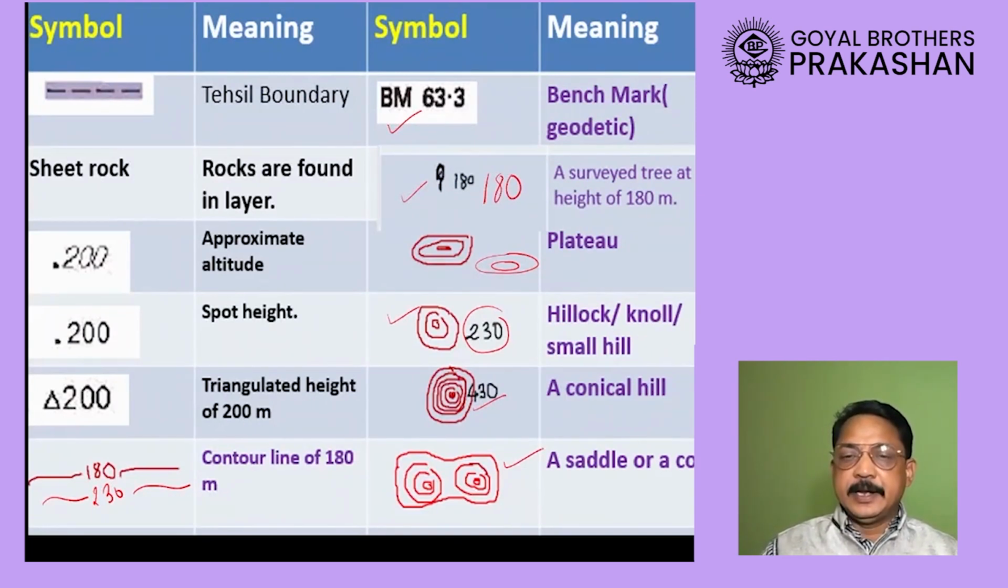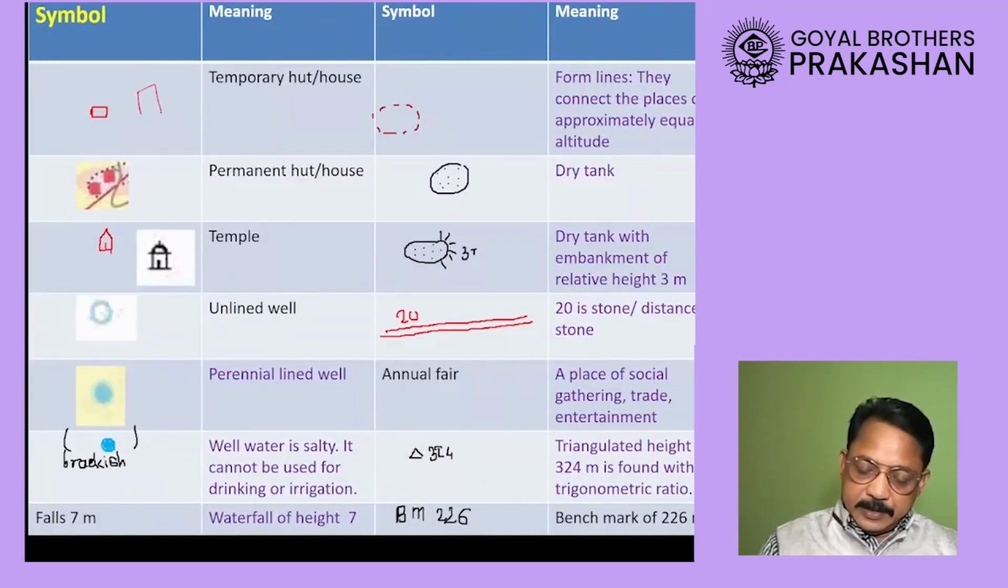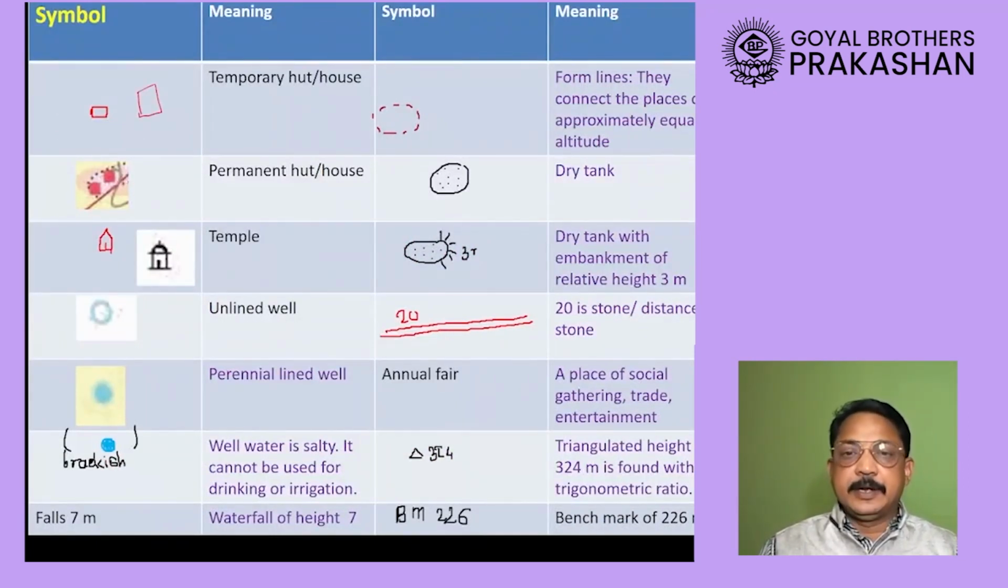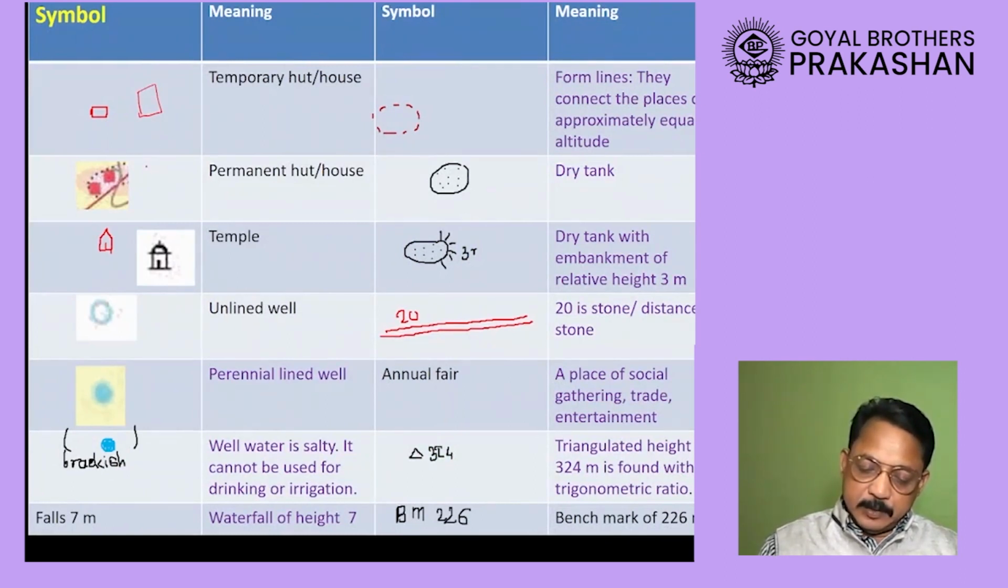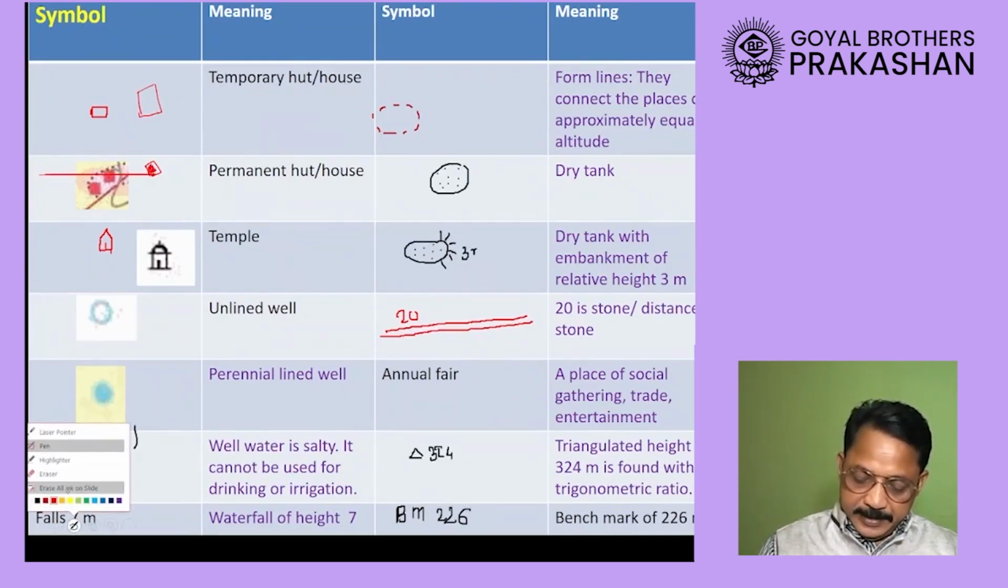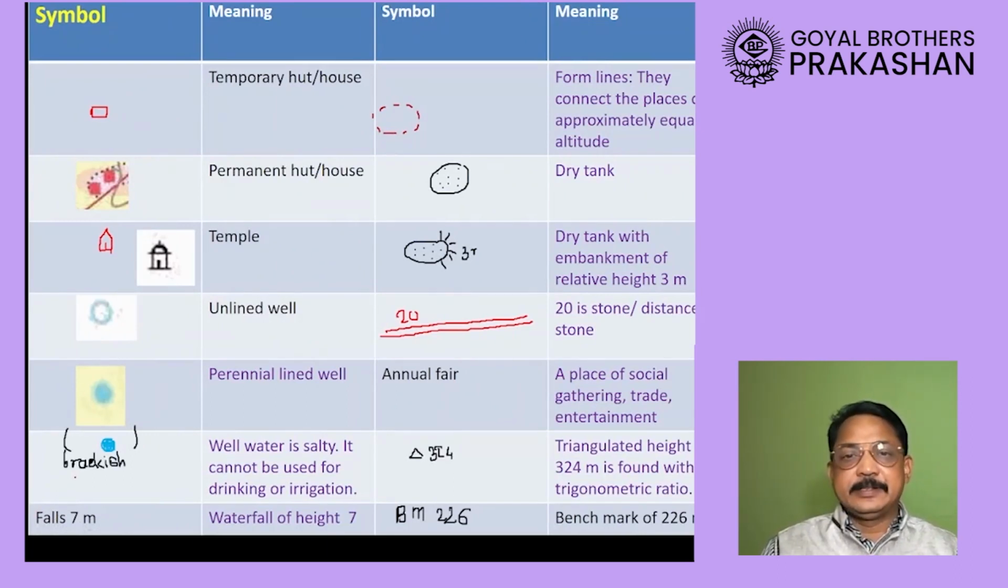How exactly they represent saddle or conical hill, that will be explained separately. Right now we are only looking at introductory part. That means these symbols are shown on a topography map and what their meaning is. Then if there is only an outline with a red color this way, it is called temporary hut. If that outline is shown here this way with a shaded part inside, it is permanent hut. When too many huts are shown together, it will be a settlement.